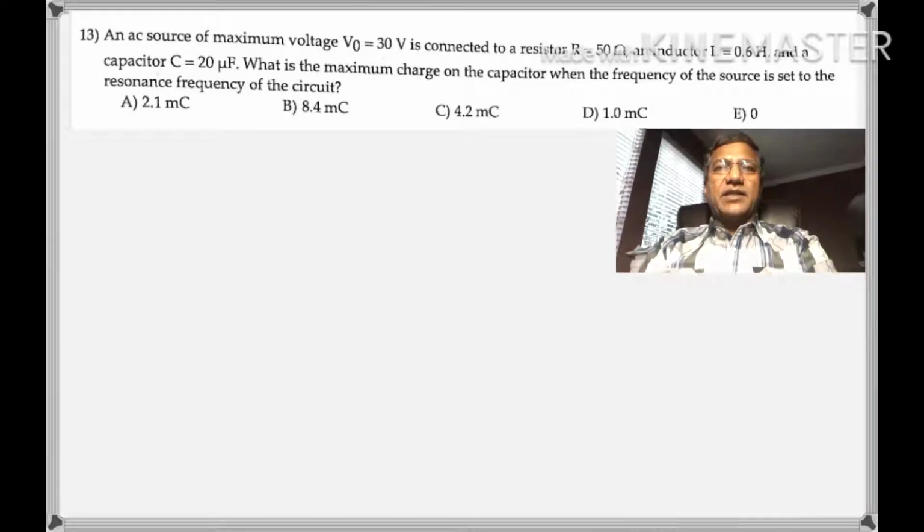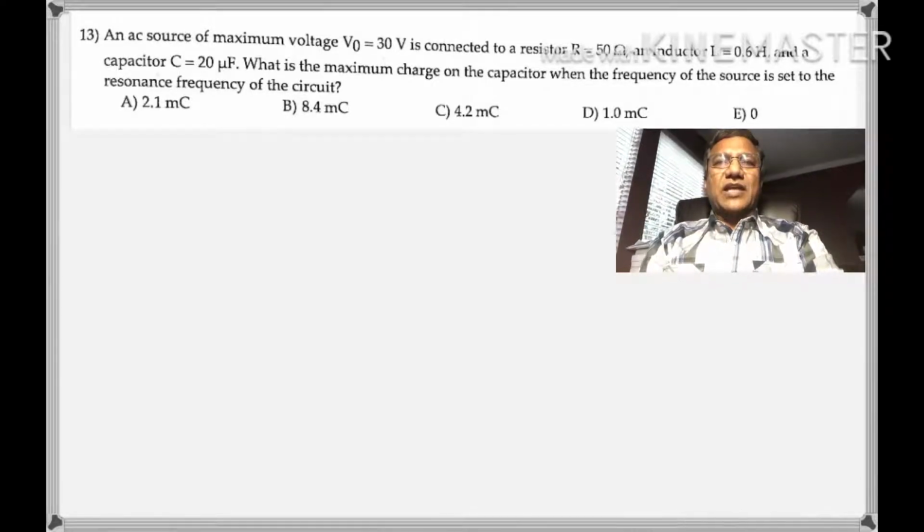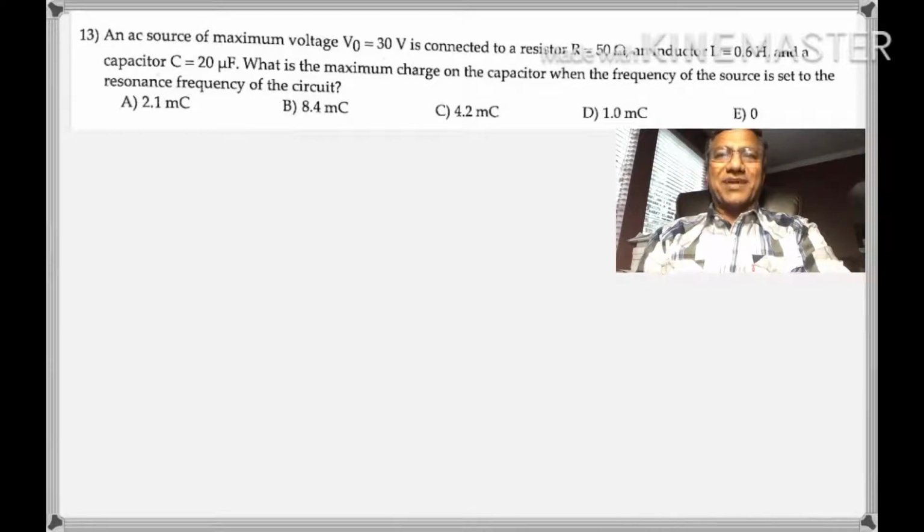So the idea here is to first calculate the resonant frequency, and once you get the resonant frequency, you calculate the current through the circuit and then use that current to calculate the voltage across the capacitor, and then finally multiply that voltage with the capacitance to get the charge on the capacitor.